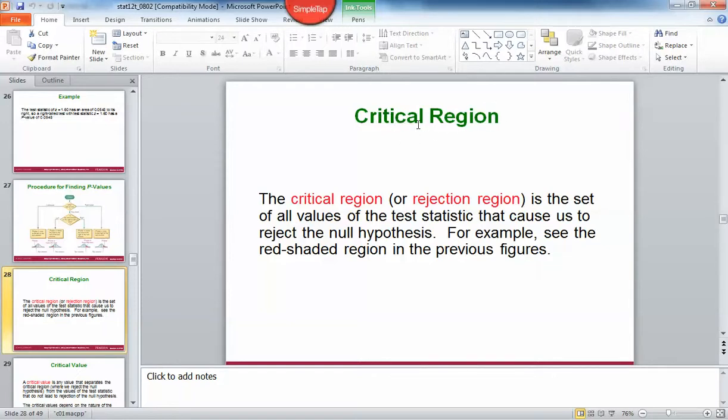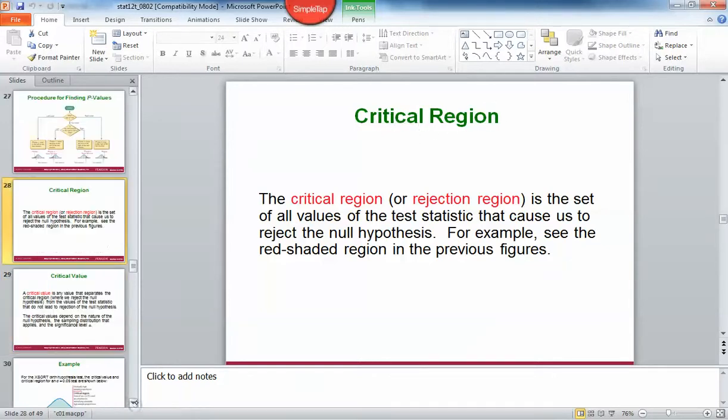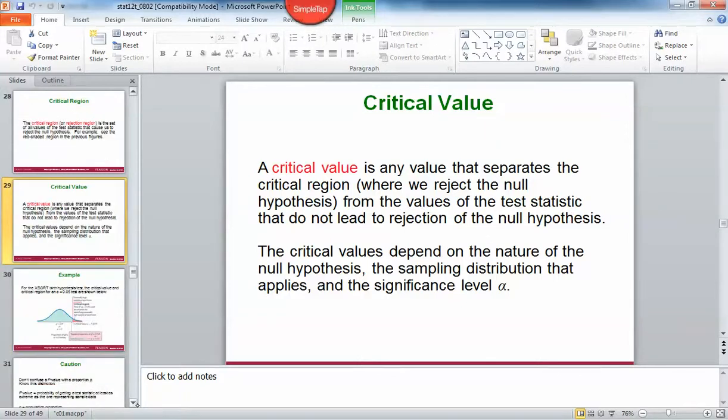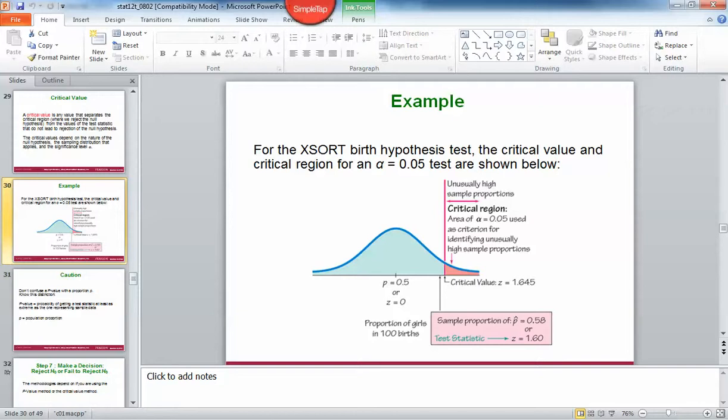The critical region, that's used for the critical value method. And that's what these next few slides are going through. The critical value separates the critical region from the values of the test statistic that do not lead to rejection of the null hypothesis, which I've already covered. And so I said that if you're using the critical value method, if your test statistic ends up in the critical region, that's where you reject H sub O. If it ends up before the critical region, then you would fail to reject H sub O.